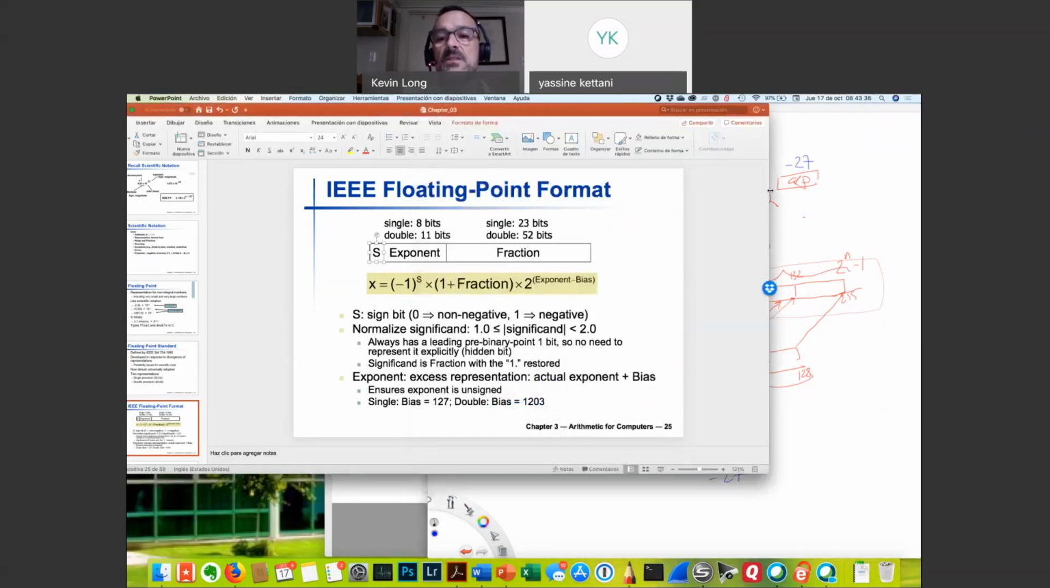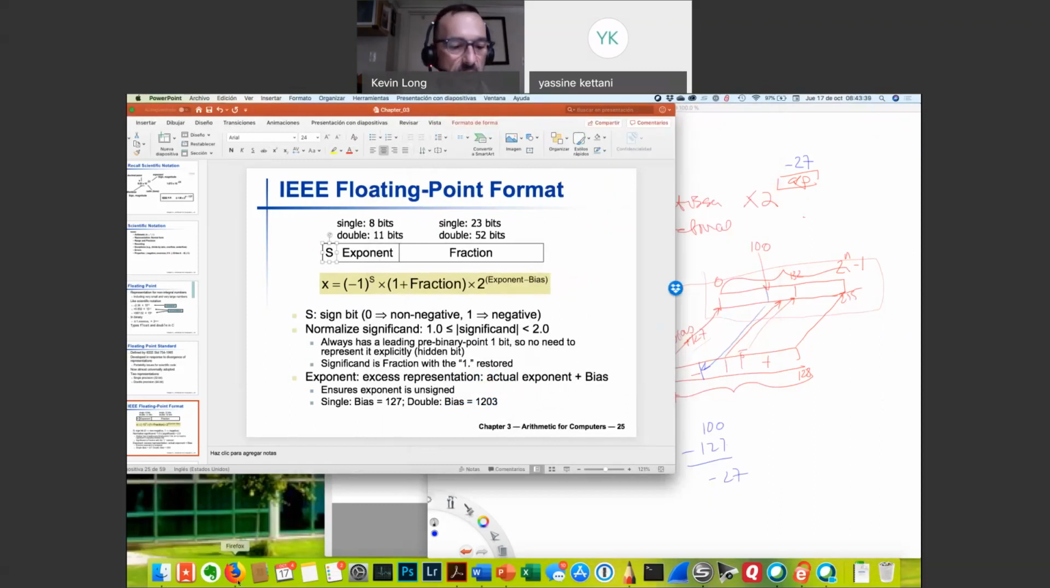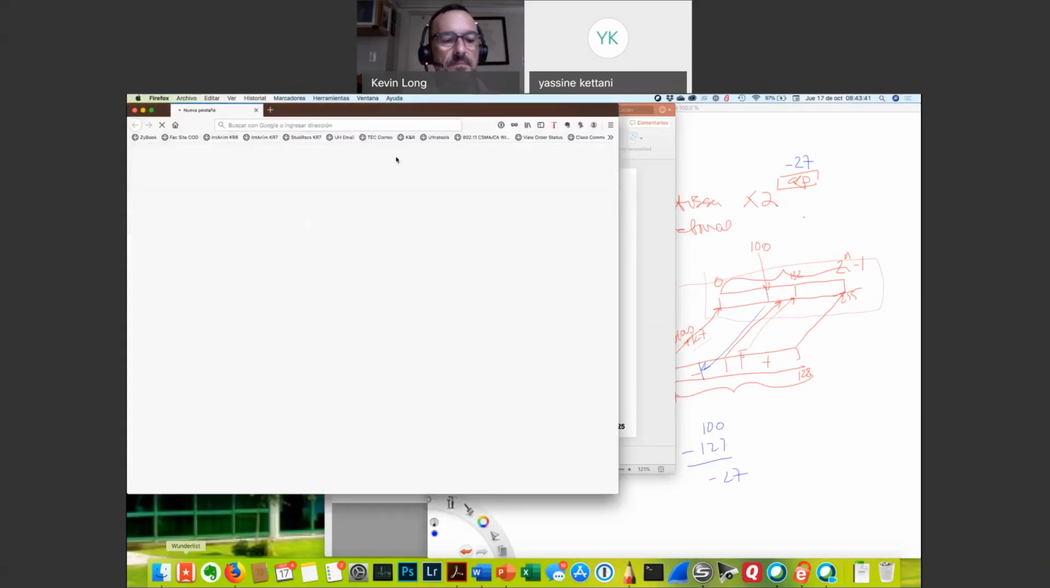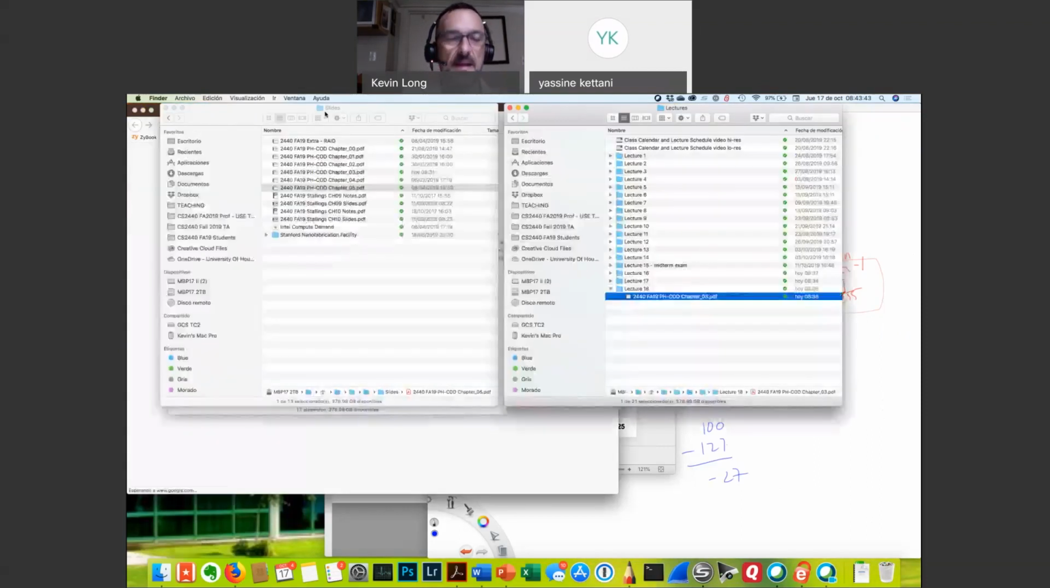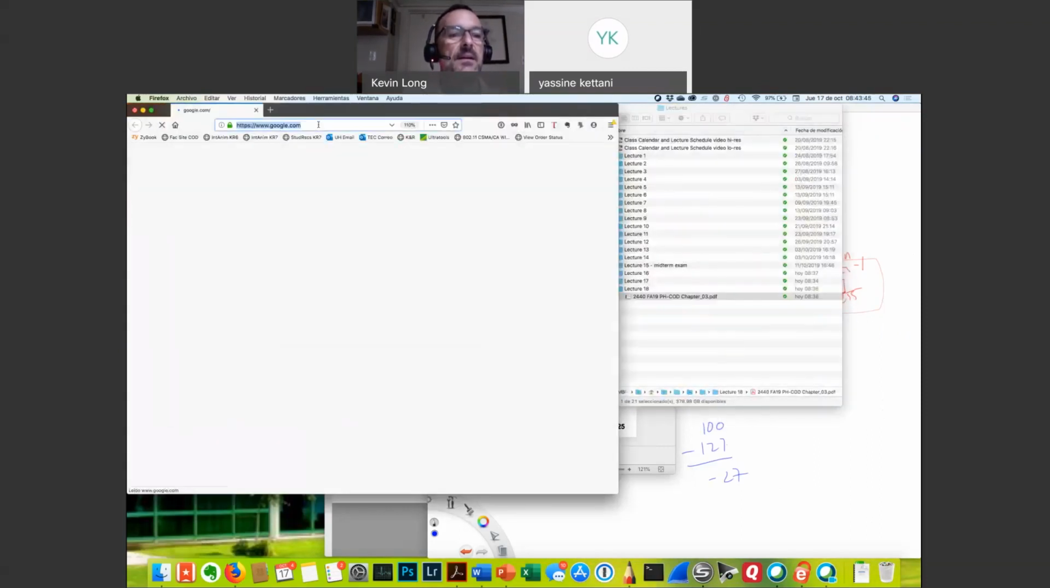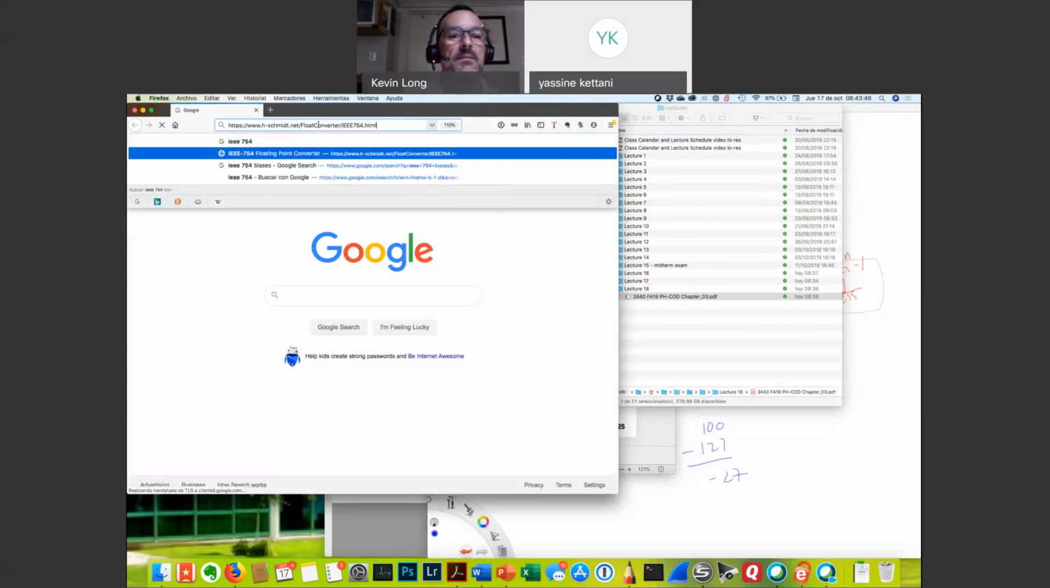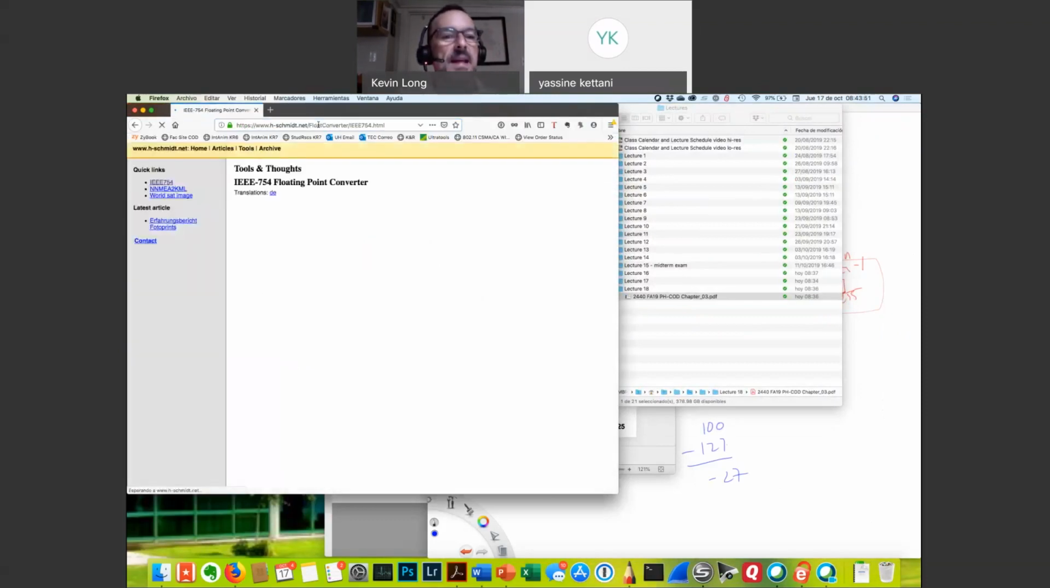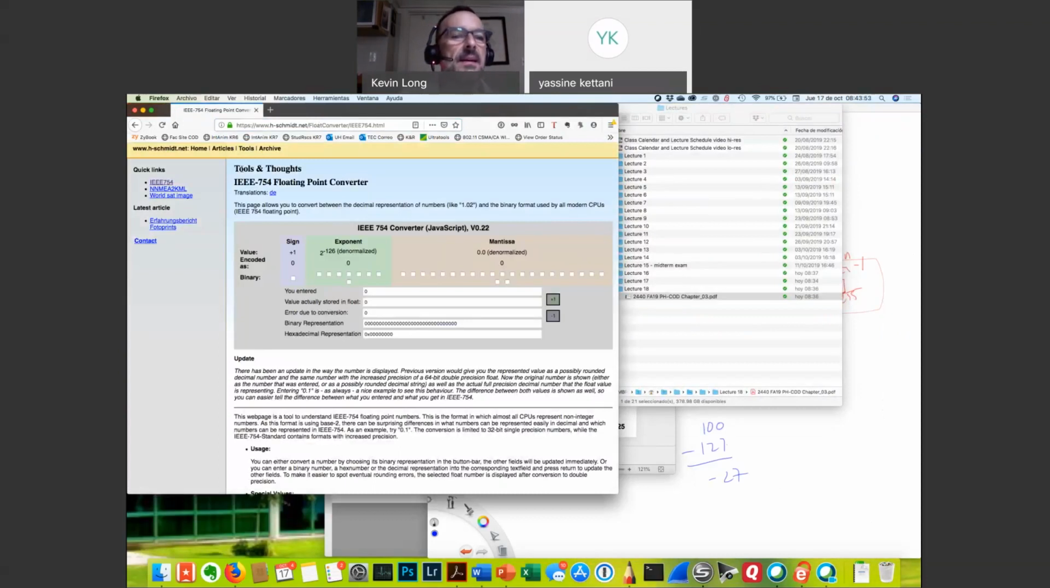There are really good simulators, and I'm going to show you one and drop it into the lecture folder as well. And let's see if I can find it, here we go, floating point converter. It's by schmidt.net. And this is the gold standard. So I'm going to drag it into your folder for lecture 18. We talked about it last time as well, so I'm going to drag it into lecture 17 as well. And here's basically how this works.